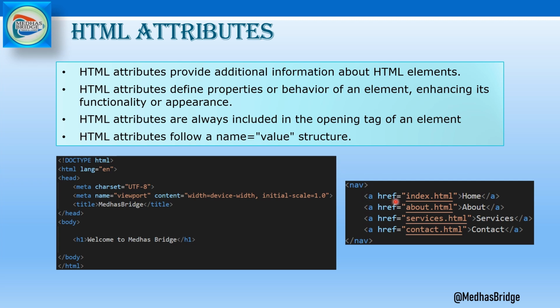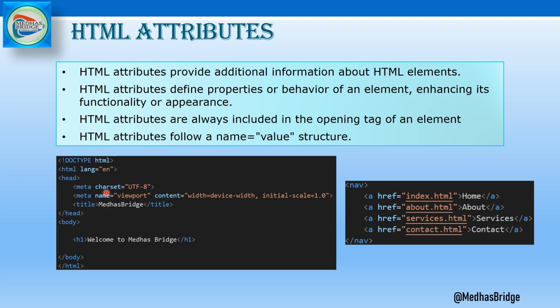Do you see href equal to index.html? It means the anchor tag is associated with an attribute called href. This is called the name, and this is the value which you assign to this name. That's why HTML attributes follow a name equal to value structure. Value is enclosed with double quotes. Do you see? These are the double quotes, right?